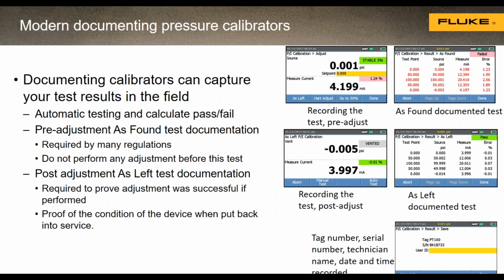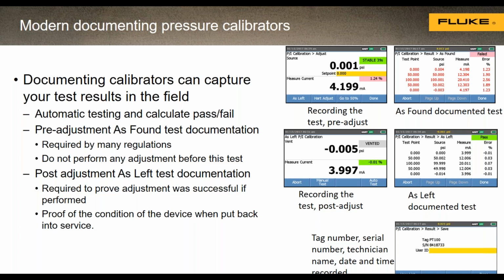So with the modern documenting pressure calibrators, now you've got one tool that does quite a bit of stuff for you. You've got automatic testing, which lets you do all the calibrations that you need to do, all the parts. The first part of doing a calibration is the initial test, the as found. So you go out, do your test, and see if you've got good results. If the calibration is in specification, then you're done and your calibration's complete.